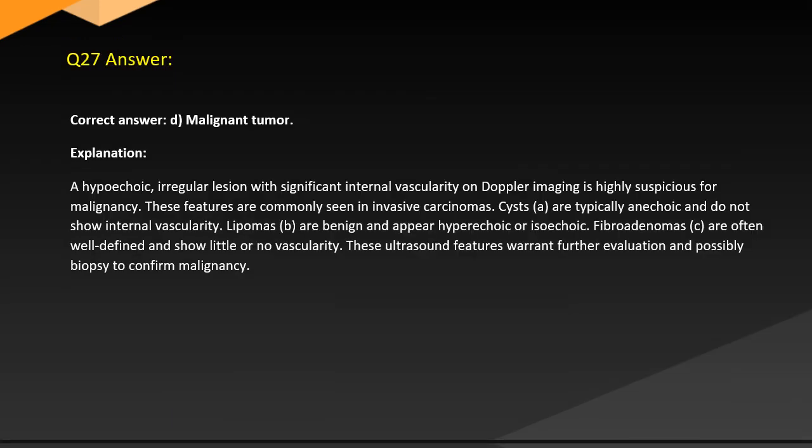Answer. Correct answer D. Malignant tumor. Explanation. A hypoechoic irregular lesion with significant internal vascularity on Doppler imaging is highly suspicious for malignancy. These features are commonly seen in invasive carcinomas. Cysts A are typically anechoic and do not show internal vascularity. Lipomas B are benign and appear hyperechoic or isoechoic. Fibroadenomas C are often well defined and show little vascularity. These ultrasound features warrant further evaluation and possibly biopsy to confirm malignancy.